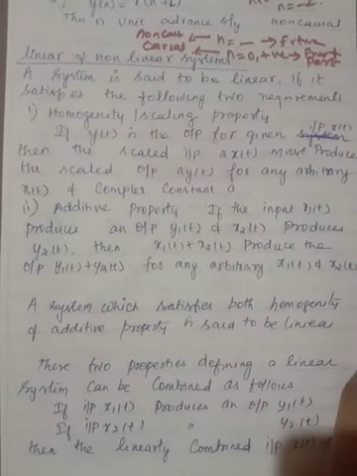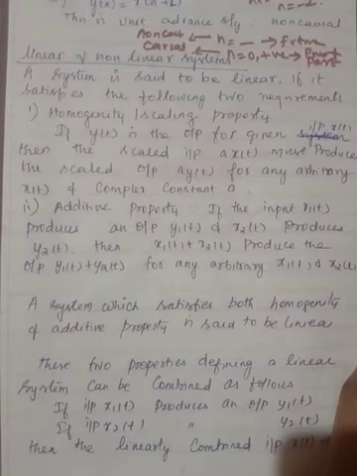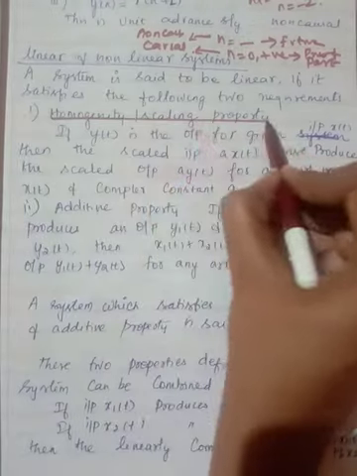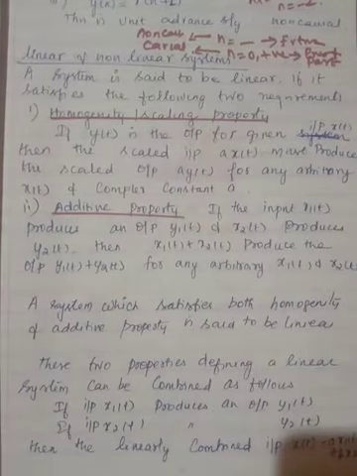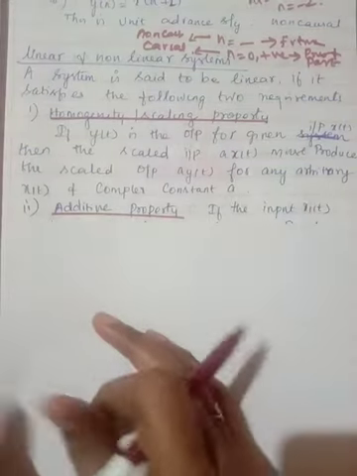So the next one is linear and non-linear system. The system is said to be linear if it satisfies the following two requirements. First, it should satisfy the homogeneity and scaling property. Next, it should satisfy the additive property. I will explain what the homogeneity, scaling and additive properties are. So it is very simple.